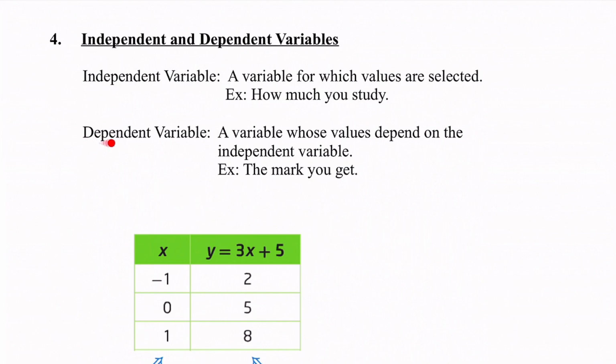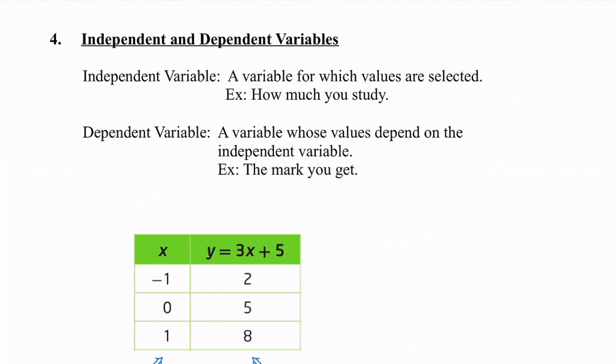Whereas the dependent variable is a variable whose values depend on the independent variable. So if our independent variable was how much you study, if you would study a ton, hopefully that's going to help improve your mark and it's going to affect what you get for your mark. Whereas if you hardly studied any, the mark you get might not be as high.